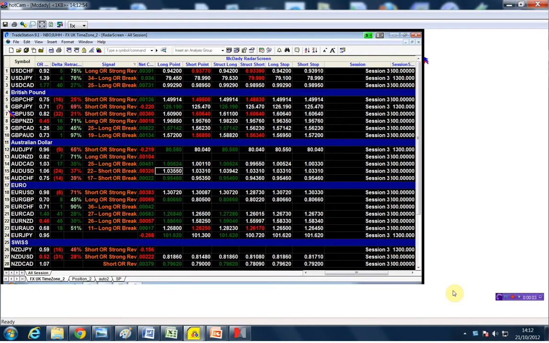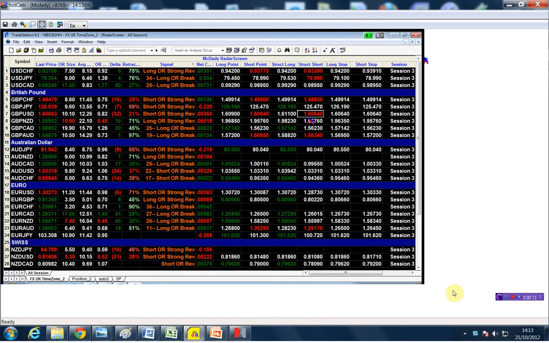Looking at the pound dollar, this was our selling point to go short below 160.64. We are now at 160.05, so we're about 60 pips up on that trade, and that move probably happened on Friday.